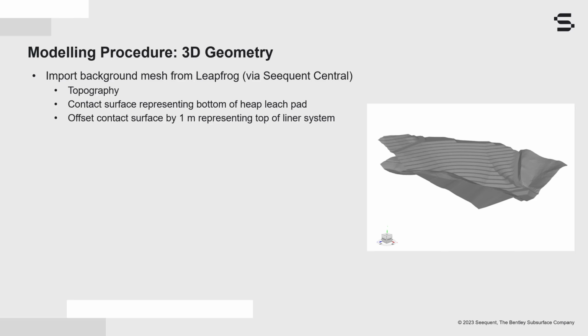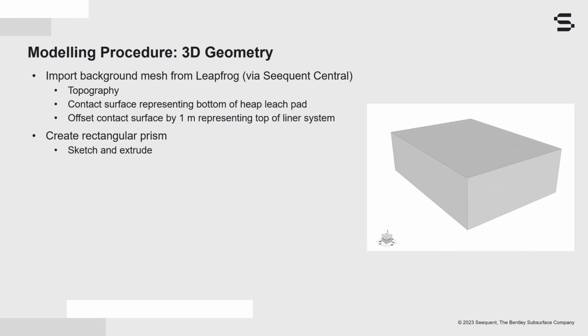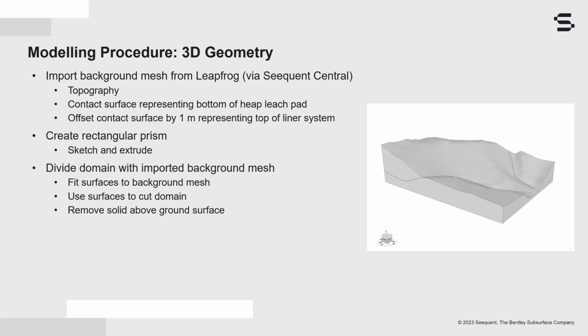We will then import this contact surface again and offset it by 1 meter from the original position to create a thin, 1 meter thick region representing the liner system. We will then create a rectangular prism by sketching a rectangle and extruding it vertically. Then we will use the imported background mesh to divide the domain.